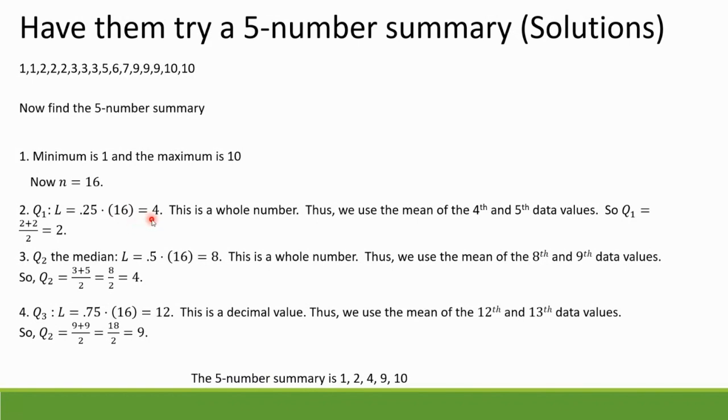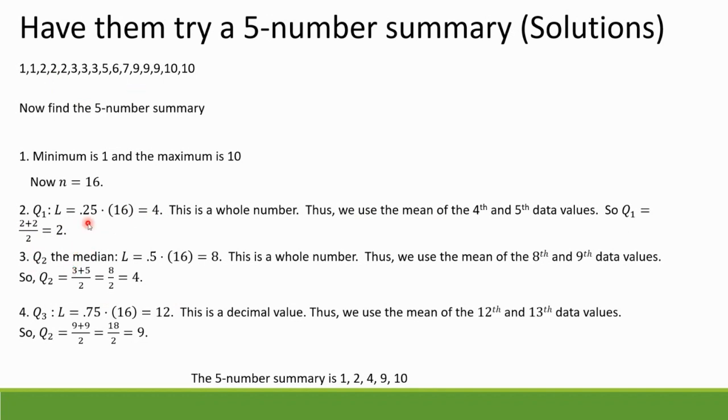Now, this is a whole number, right? So what does that tell us? That tells us we use the 4th and the 5th data values and take their average. If you count it directly, you would see that the 4th data value is 2. The 5th one is also 2. So they're both the same, so it's easy to see that the average is 2. The 4th and 5th data values are both 2. So the average is 2, and the first quartile is 2.